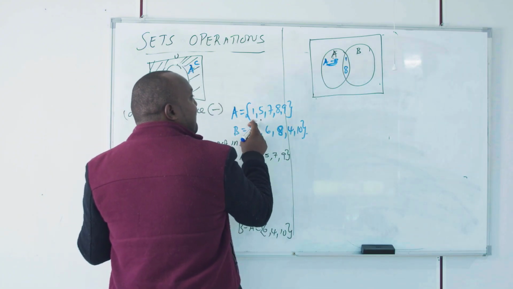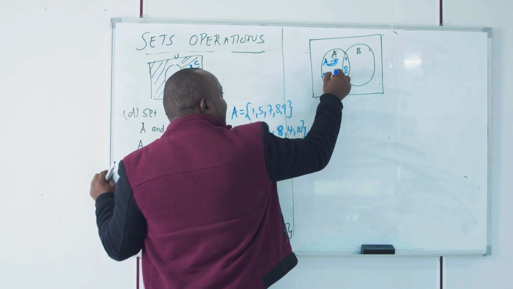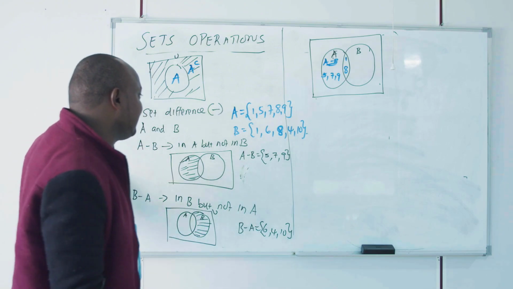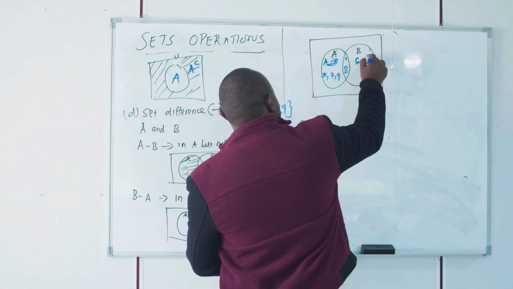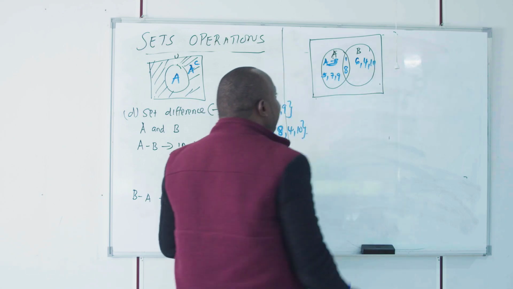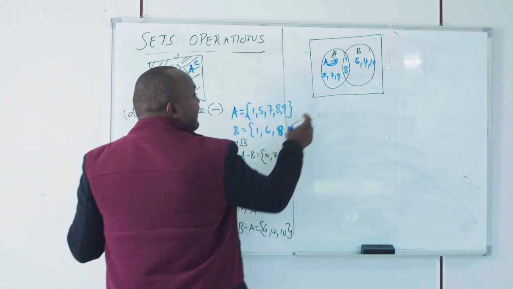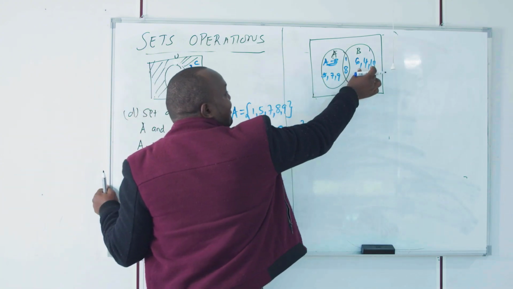Or you put the other elements of A minus B, you find it, you have 5, 7, and 9. Those are 3 elements. Again, here we have 6, 4, and 10. As you can see, if you look at the Venn diagram, this was A minus B, you have 5, 7, 9. This was B minus A, you have 6 and 10.